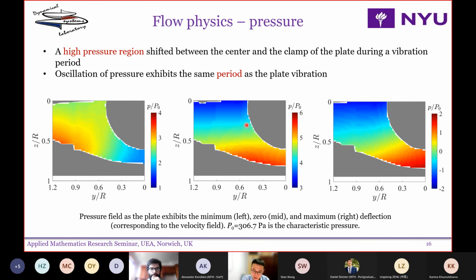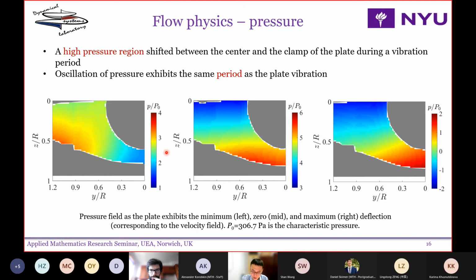And from the pressure distribution, we actually found something interesting. We found that the peak pressure is not necessarily always located at the center of the plate. It is sometimes at the center of the plate, but sometimes the peak pressure is in between the clamp and the center of the plate. Sometimes the peak pressure is located near the clamp. So the pressure distribution within the flow is not following a simple fundamental mode over time.